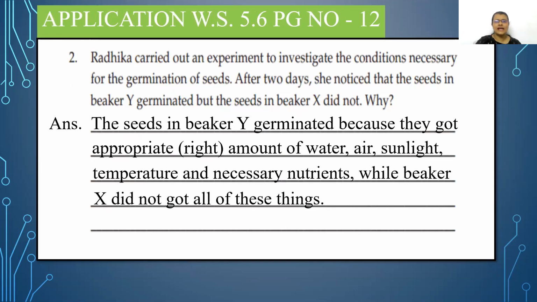Second one, Radhika carried out an experiment to investigate the conditions necessary for the germination of seeds. After 2 days, she noticed that the seeds in beaker Y germinated, but the seeds in beaker X did not. Why? So, children, what is the reason? The seeds in beaker Y germinated because they got an appropriate amount of water, air, sunlight, temperature, and necessary nutrients, while beaker X did not get all of these things. Understood, children?